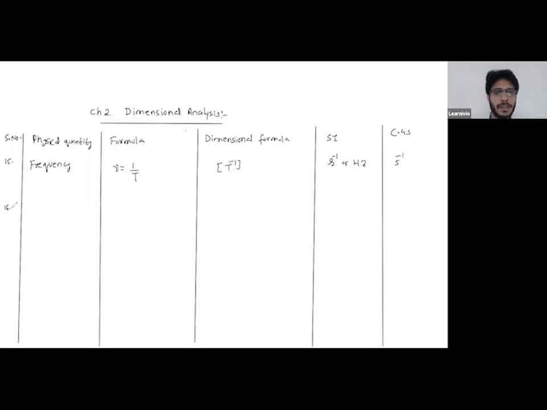After frequency, the next quantity is Planck constant. The next quantity is Planck constant. We can calculate Planck constant from this equation. Planck constant can be calculated.